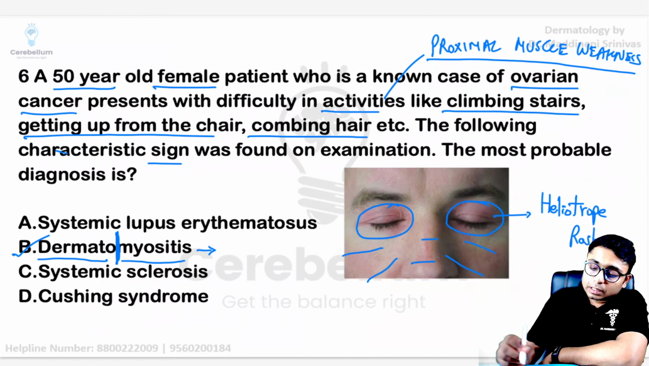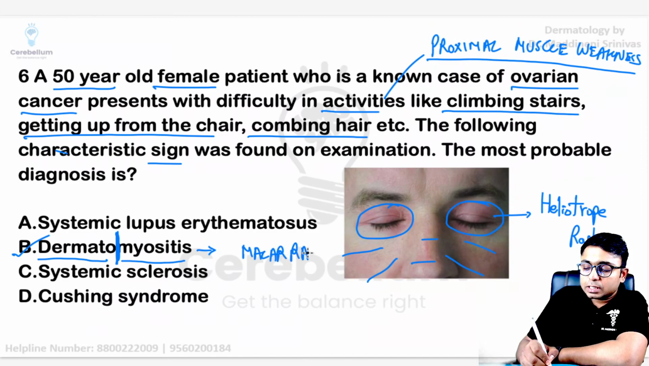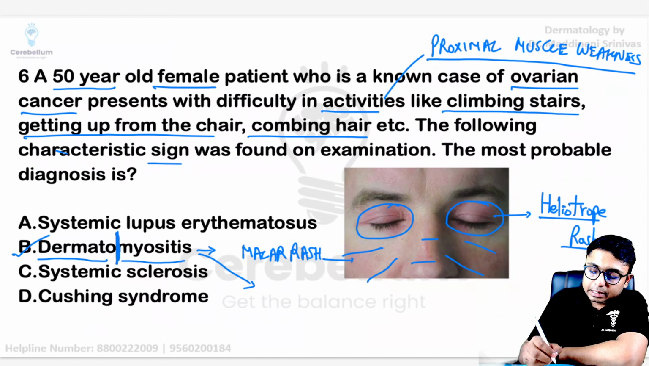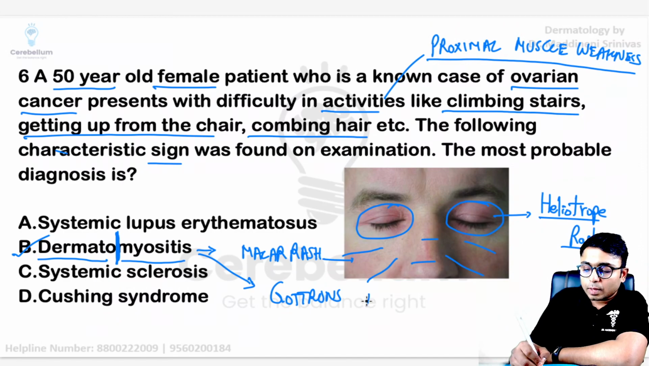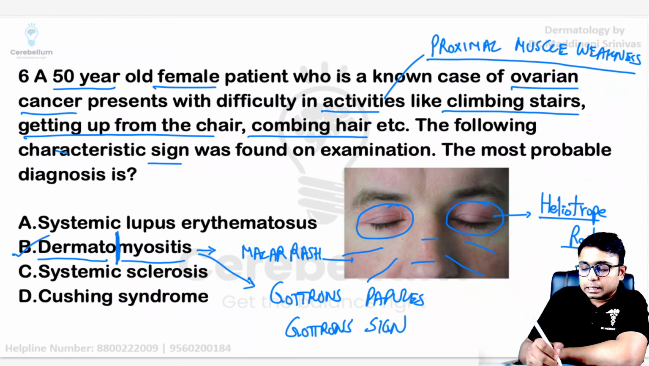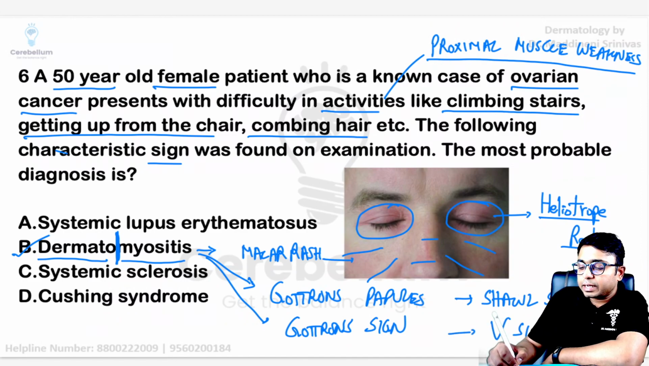But apart from the malar rash, which is a butterfly rash which you are able to see here, and heliotrope rash, dermatomyositis can have various other named signs and presentations. What are those? Gottron papules, Gottron sign. We can also see shawl sign. We can also see V sign.